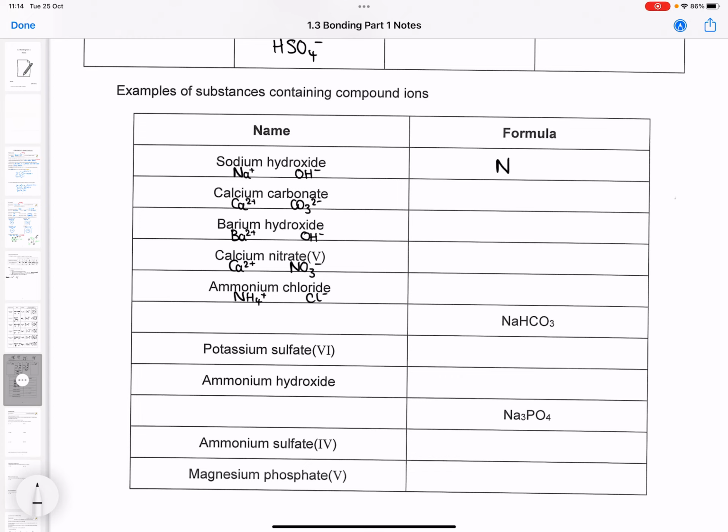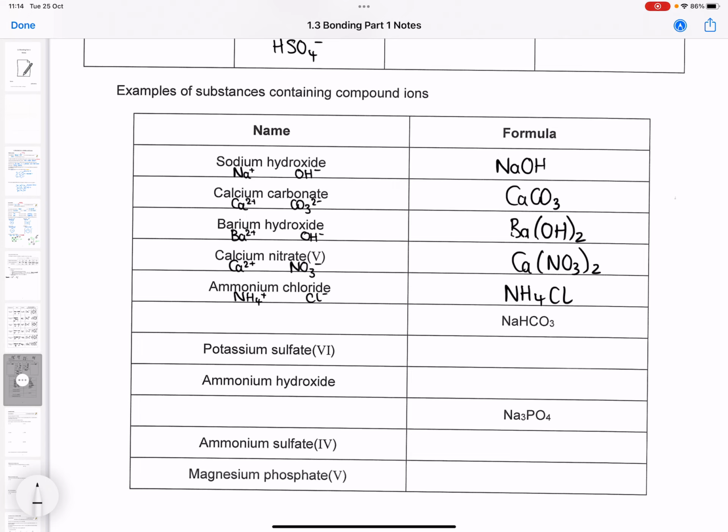Did you get NaOH, calcium carbonate, CaCO3? Barium hydroxide, you need 2 of those, so you have to put it in brackets. Calcium, you need 2 nitrates, so did you put the nitrate ion in brackets? And then ammonium chloride, you don't need any brackets.